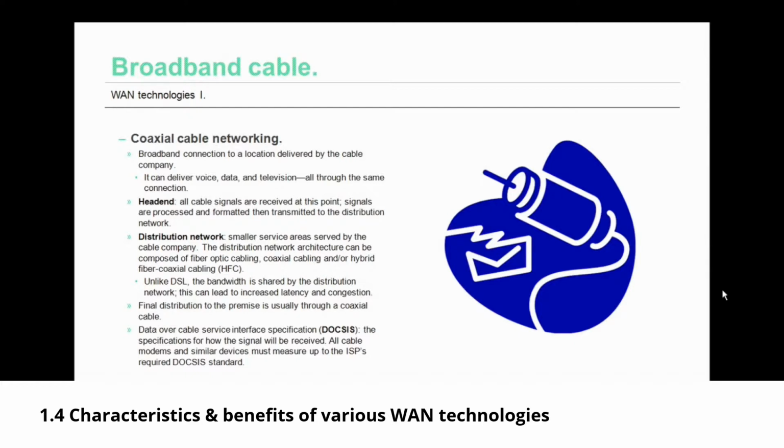The other thing that you need to know about broadband cable is that all cable modems and similar devices must measure up to the ISP's required Data Over Cable Service Interface Specification, or DOCSIS specification. If it doesn't measure up, you're not going to achieve the speeds that you expect.